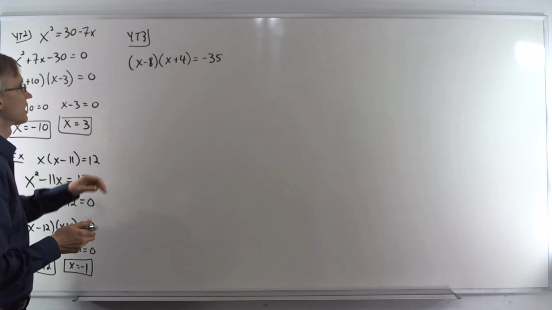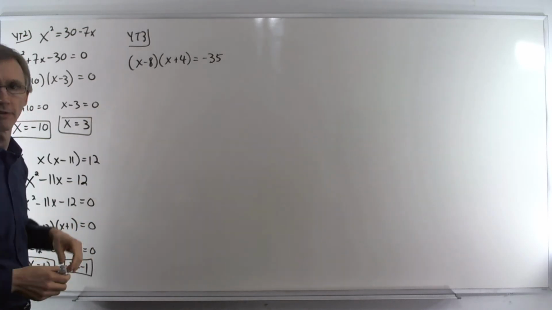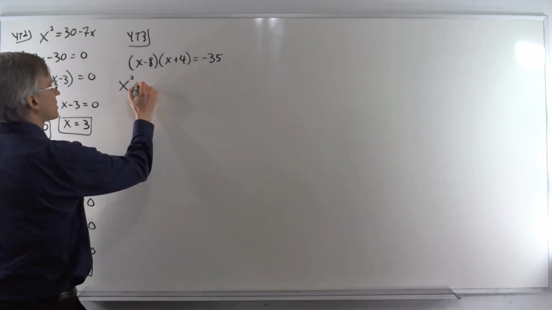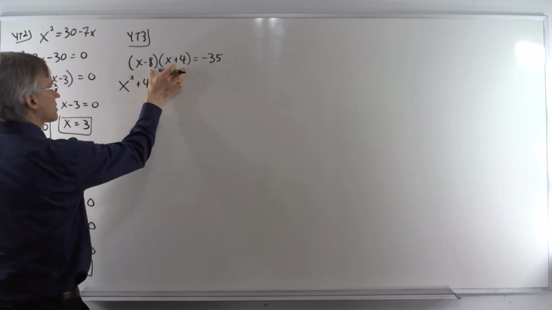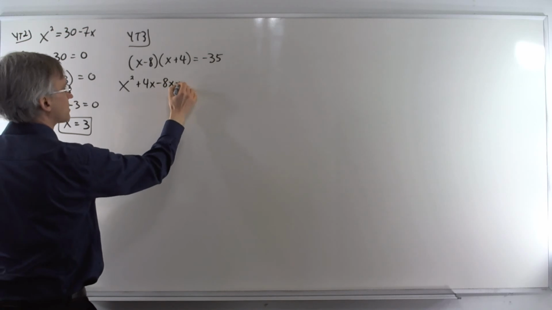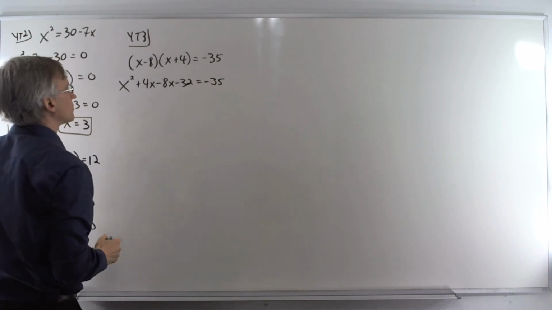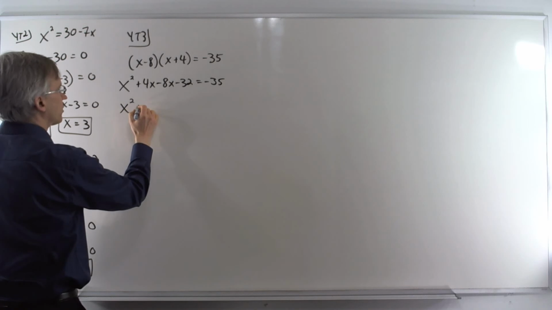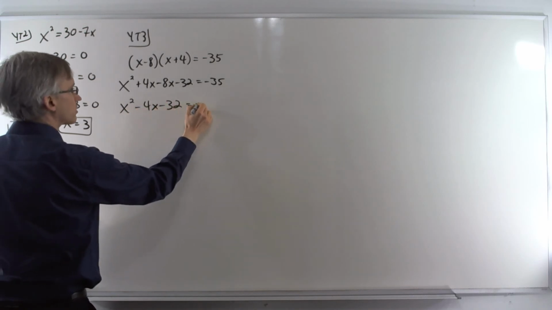So we're going to need to get this thing into standard form. So first thing we need to do is simplify on the left-hand side by FOILing. So first gives us x squared, last plus 4x, outside gives us plus 4x, inside minus 8x, and last minus 32. Now we'll combine the two x terms. x squared minus 4x minus 32 equals negative 35.